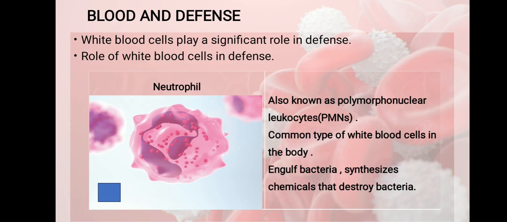Blood and defense. White blood cells play an important role in defense. Role of blood cells in defense. Neutrophils, also known as polymorphonuclear leukocytes, are the most common type of white blood cells in the body. They engulf bacteria and synthesize chemicals that destroy bacteria.